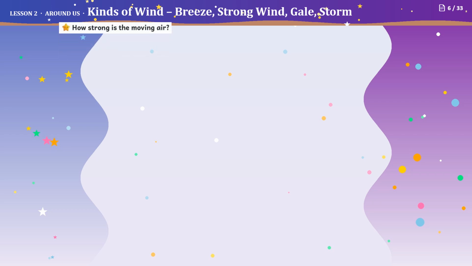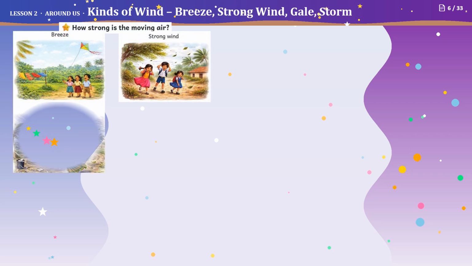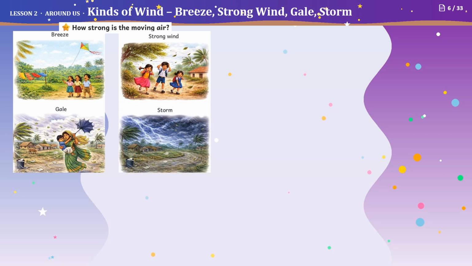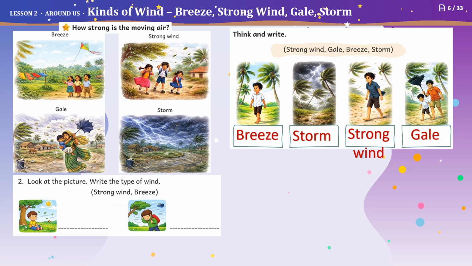So what are the kinds of wind? Breeze, strong wind, gale, storm. So think and write. The first one is the breeze, second is the storm, strong wind, and the last one is the gale. Now look at the picture, write the type of wind. First is breeze, second is strong wind.